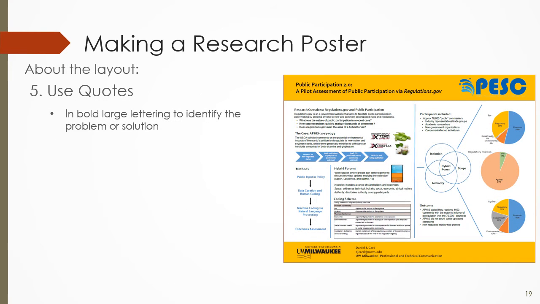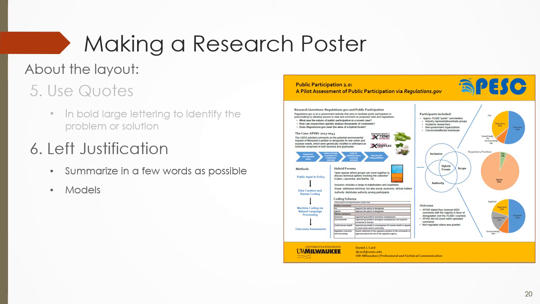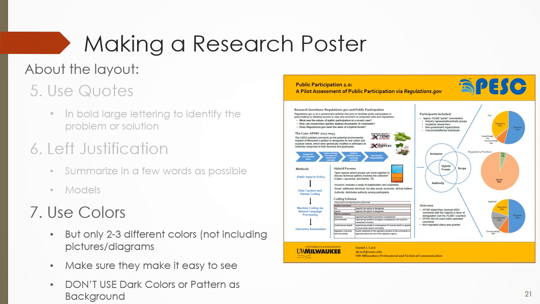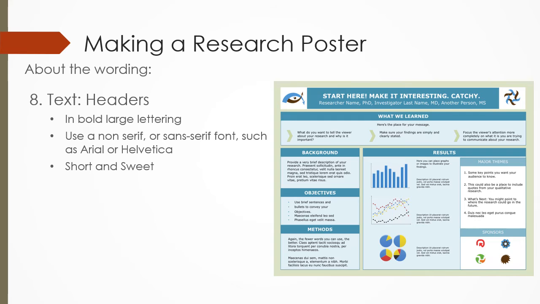when making these posters. Second, quotes in bold, large lettering help tremendously. They tell the audience viewing a poster where to start. Left justification is recommended. And colors, not too many, but 2 to 3 colors outside of the pictures and diagrams are very helpful and will make it easy to see. Don't use dark colors or patterns as backgrounds. White overall is the way to go, easiest. Then text headers in bold lettering will help the reader navigate the poster itself.